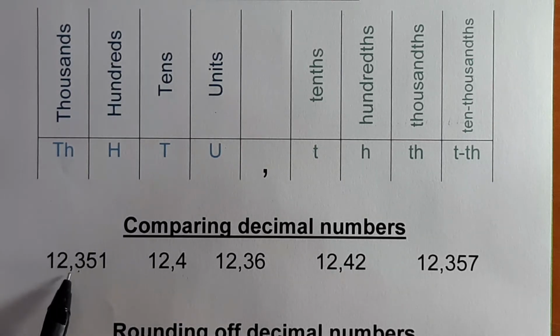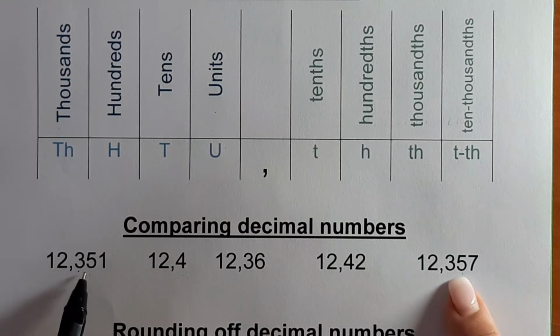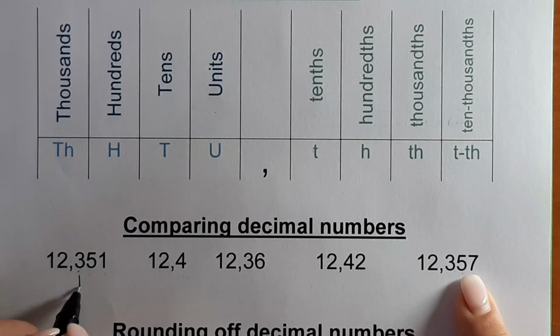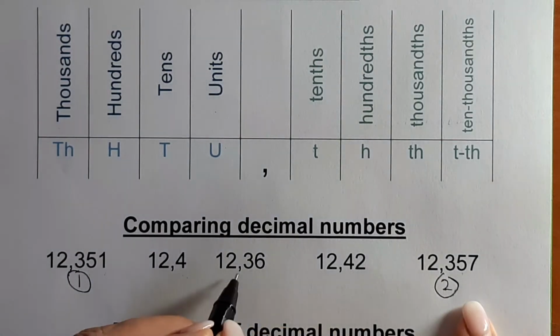Don't read this as 12,351. It's 12,351. This one is smaller. Let's look at the other 3 tenths. This is 0,36, 0,35. So between the 3, this 0,35 will be smaller. But because both of them are the same up to the hundredths, then you look at the thousandths. So this is 1 thousandth and 7 thousandths. So this one is the least. So this number will be the smallest if you write it in ascending order. Then this one will be number 2. Then you go to number 3.